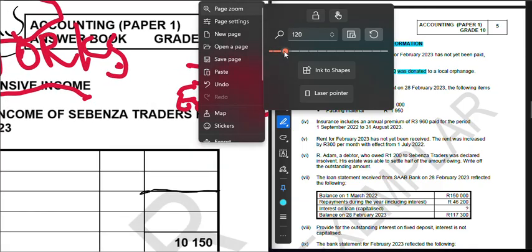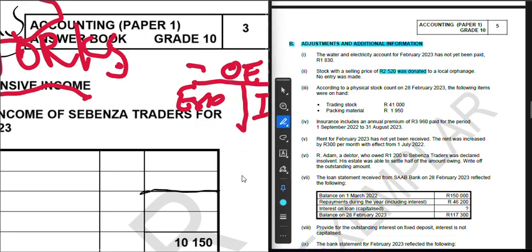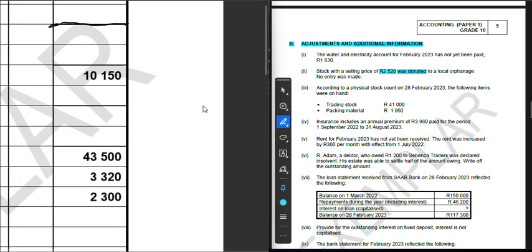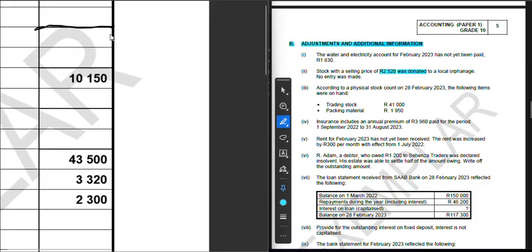Right. So since the size is up, okay. Now we are going to calculate trading stock. Now trading stock, ladies and gentlemen, we're going to calculate what's going on in trading stock. In this trading stock, we take the amount of trading stock at the beginning of the year.